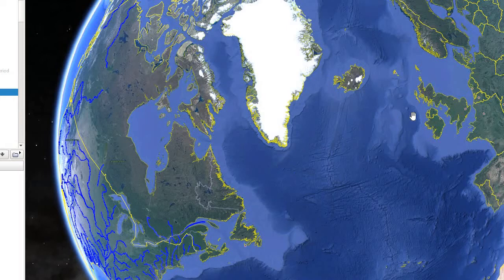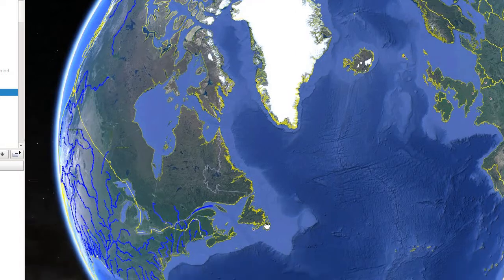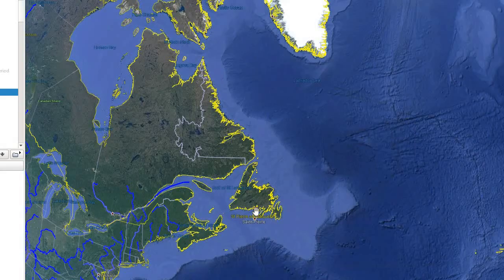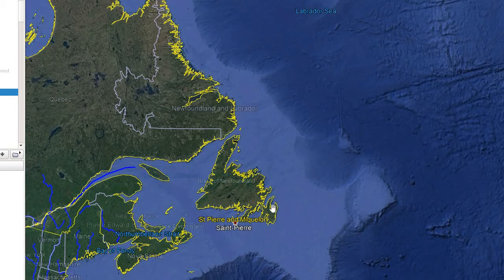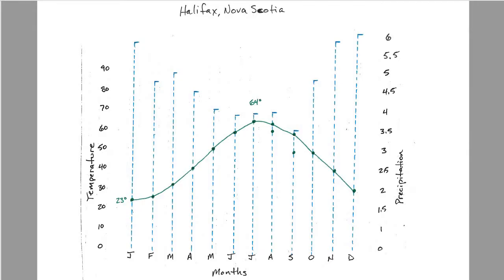And so they were fishing seasonally back and forth across this area, and that's why they set up these originally seasonal homes, seasonal fishing villages and trading villages, but ultimately these became permanent settlements. Let's take a look at the climate in this area.